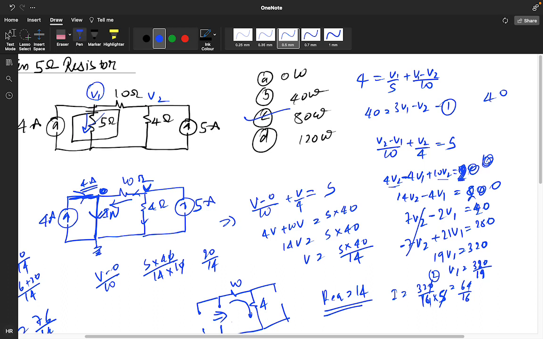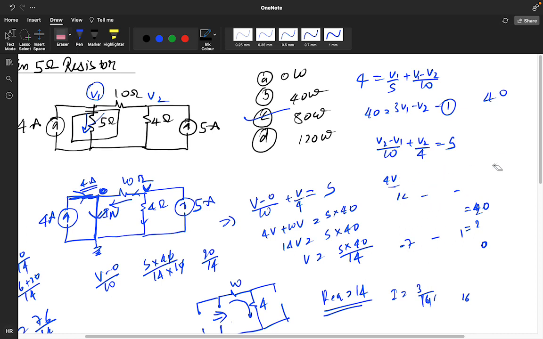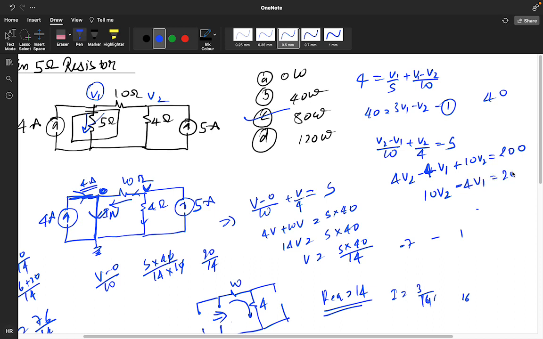This part we made a calculation mistake. Try to calculate. So 4V2 minus 4V1 plus 10V2 is equal to 200 you will get. So after solving this, you will get 14V2 minus 4V1 is equal to 200.